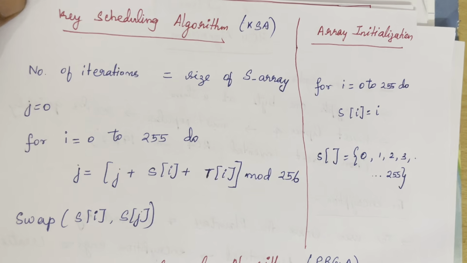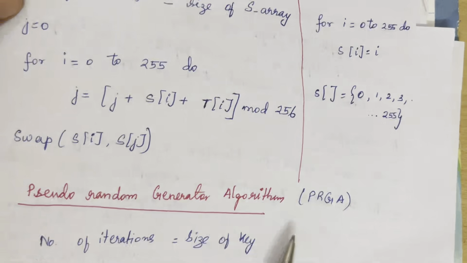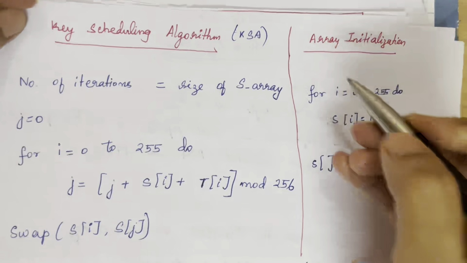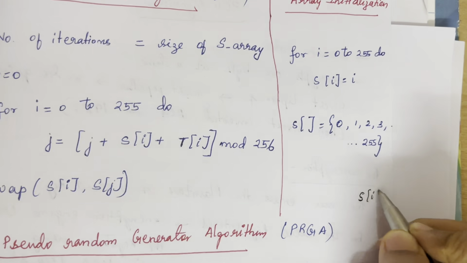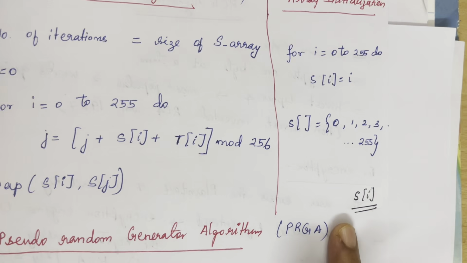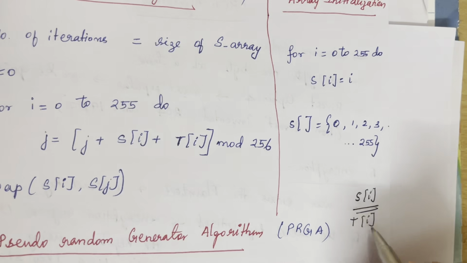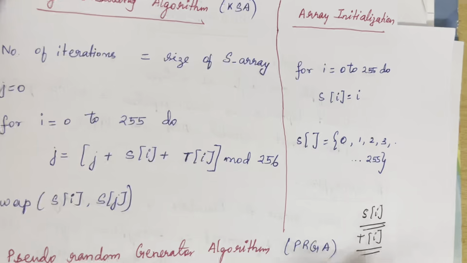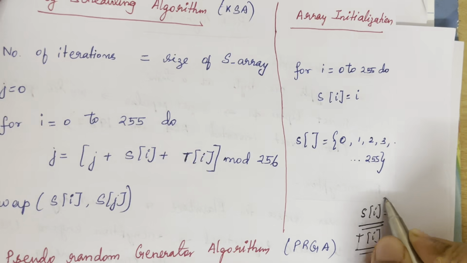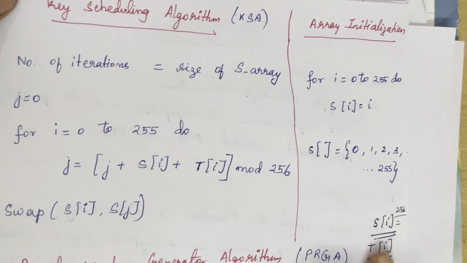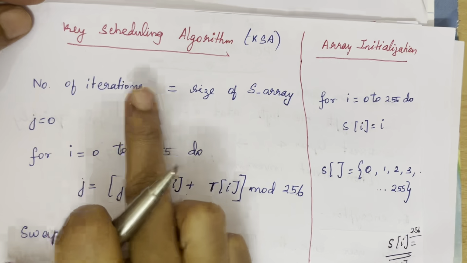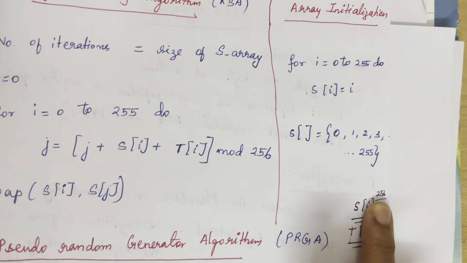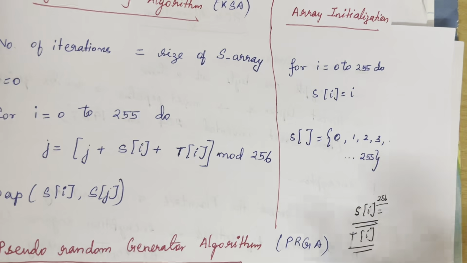Now let me explain the key scheduling algorithm, KSA, and the pseudo random generator algorithm. Here we will be using one state vector, represented by S of I. We will also be using one more vector, T of I, the temporary vector. If the size of the state vector is 256, the number of iterations will also be 256. Since the size of the vector we have taken is 256, there will be 256 iterations.